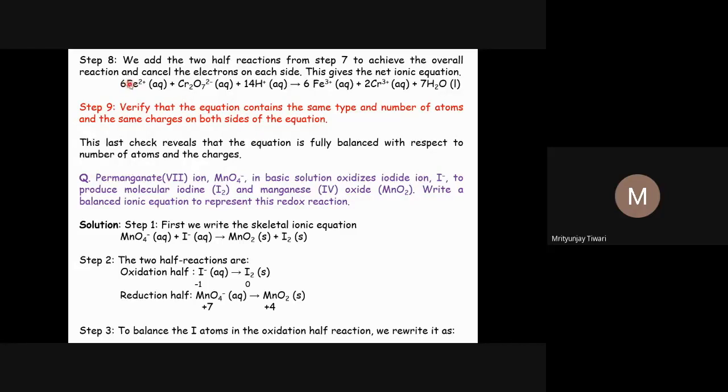Six iron atoms are there on the right hand side as well. 2 chromium atoms on the left hand side, 2 chromium on the right hand side. Oxygen atoms, 7 oxygen on the left hand side, 7 oxygen on the right hand side. 14 H+ on the left hand side means 14 hydrogen on the left, and 7 into 2, 14 hydrogen on the right hand side.